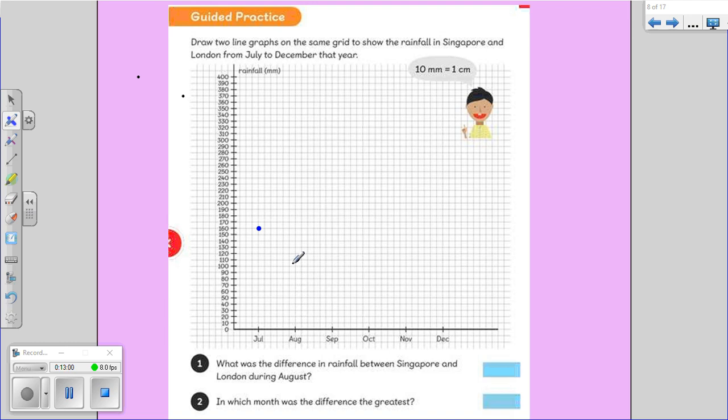So I can do the same there. For September, 160 again. For October, 200. For November, 300. Also, what might be helpful when you're doing this is using a ruler, so checking that you are on the right line to that number. And then for December, 360.